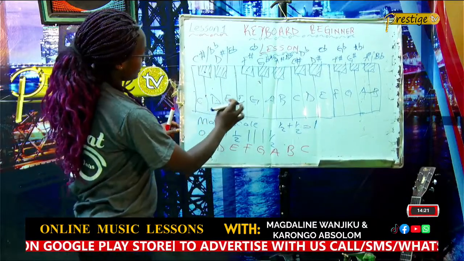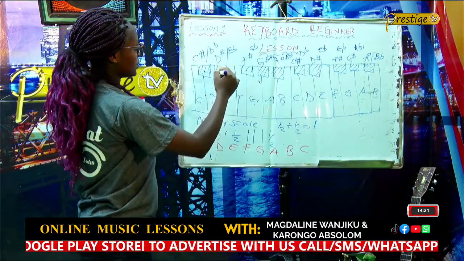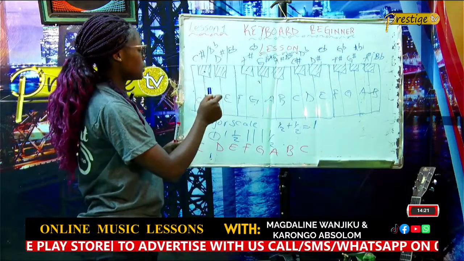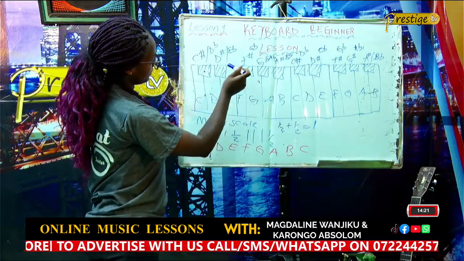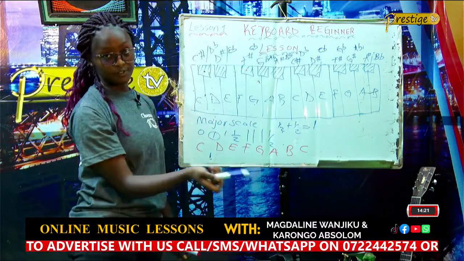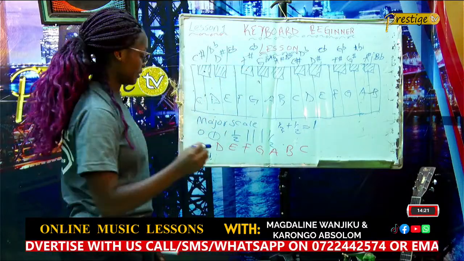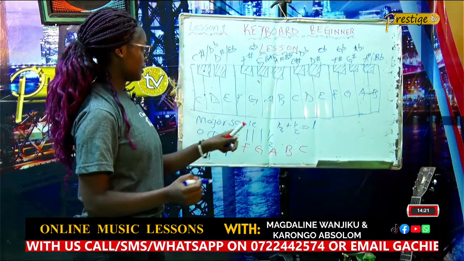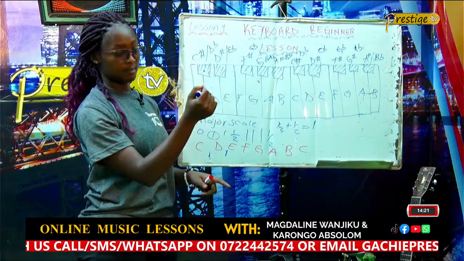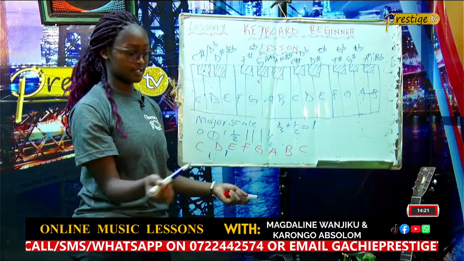And then from D to E, there is another note there called D sharp. So when you move from D to D sharp, it's a half. From D sharp to E, it's another half. If you put them together, you get 1. So that's another 1. And then from E to F, there is no key in between. So from E to F, that's a half.